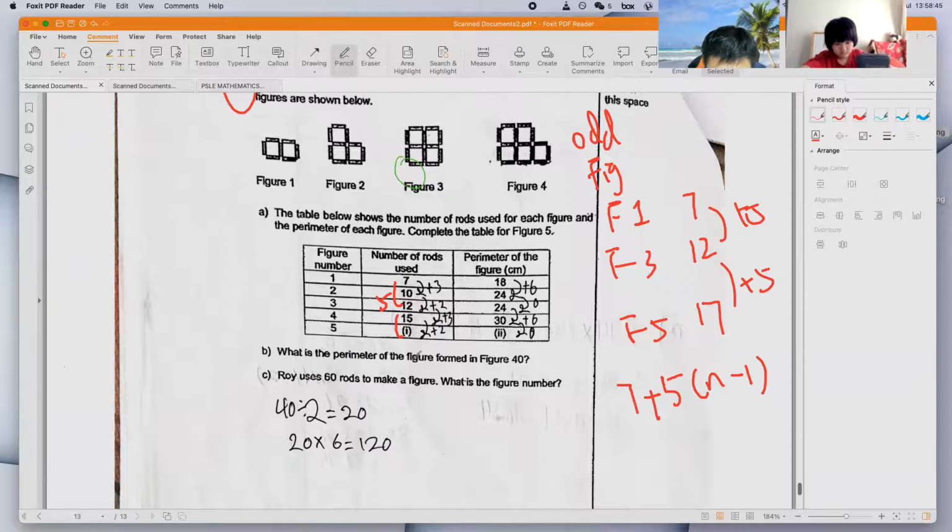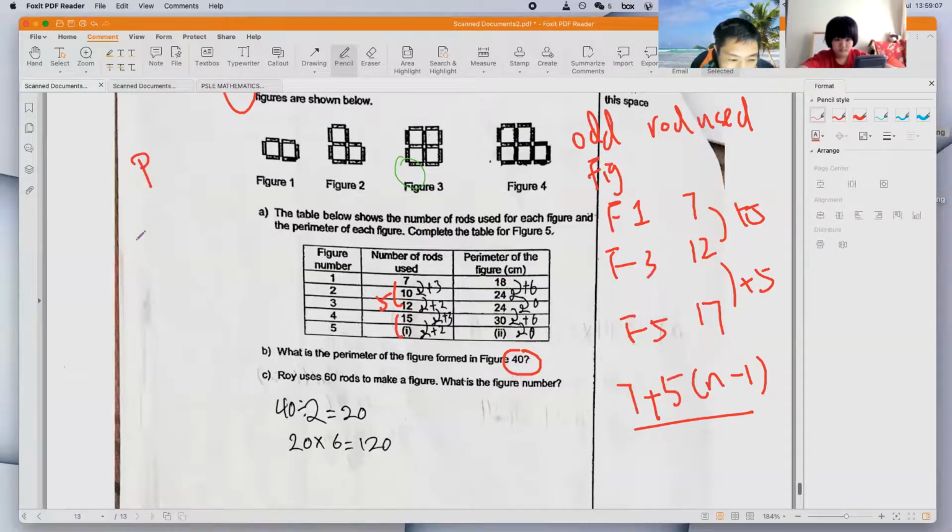Okay, so they ask for what? What is the parameter of the figure formed in figure 40? Wait, they ask for figure 40, or they ask for the parameter. So this formula is for rod used. I'm going to create a parameter formula.